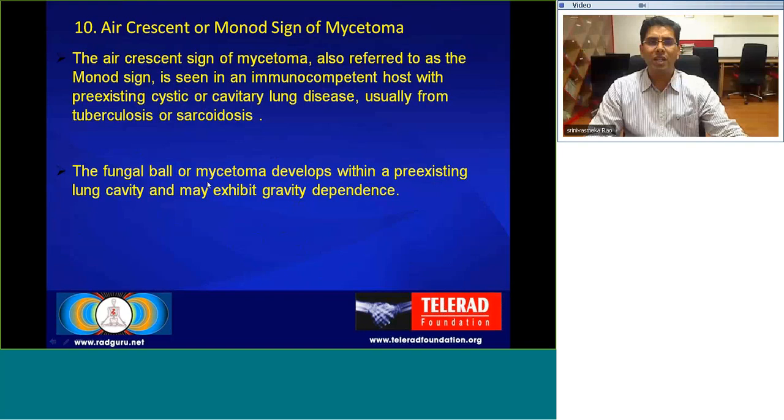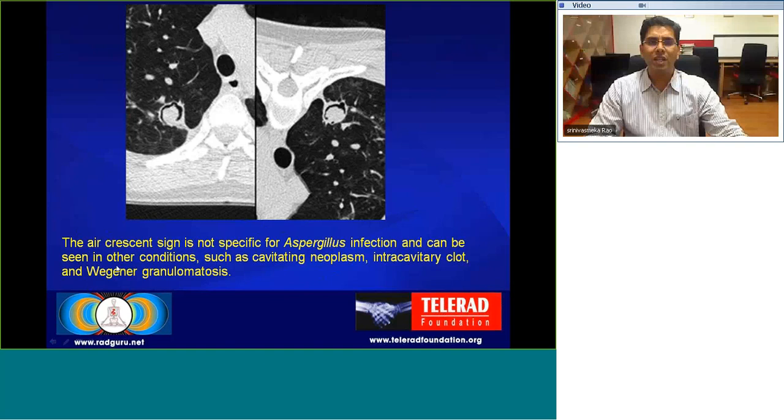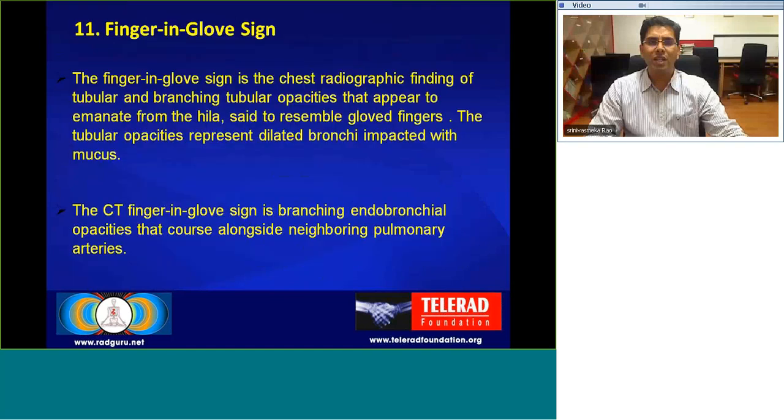As I said, we call this a fungal ball or mycetoma, right? Once it was thought to be specific to Aspergillus infection, however, the same appearance can be seen with many other conditions like neoplasm, intracavitary clot, and Wegener's granulomatosis.